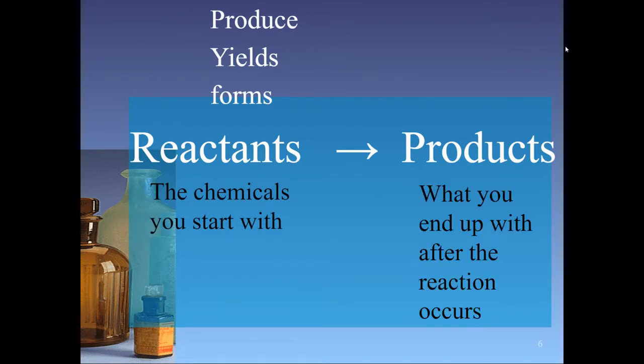All right, so basically, long story short, this is what a chemical reaction will look like. You have your reactants, and the arrow points at the products. This box should be over these arrows. That means it should be yields or equals or produces or forms. So the reactants are the chemicals that you're going to start with, and the products are what you end up with after the reaction occurs.